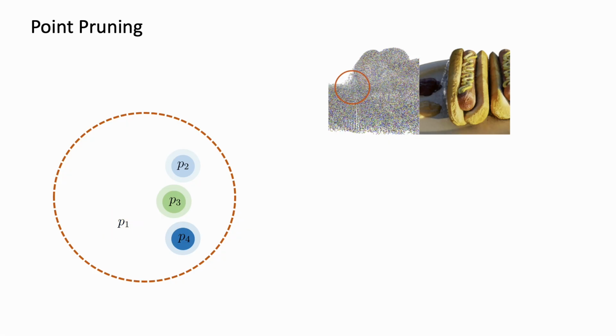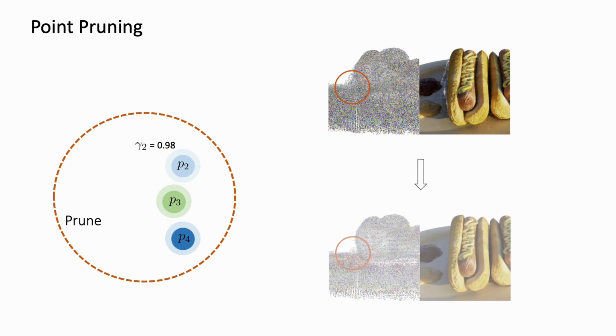Here we have an outlier point, P1. Since its point confidence, gamma 1, will be driven to 0 during optimization, we can prune these outliers and improve both the point cloud and the rendering results.